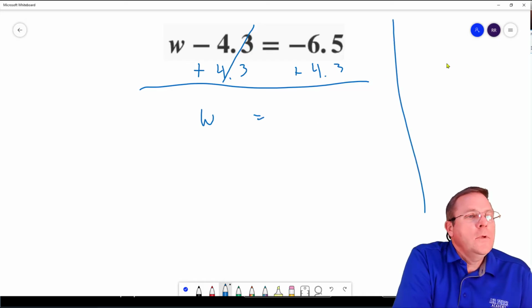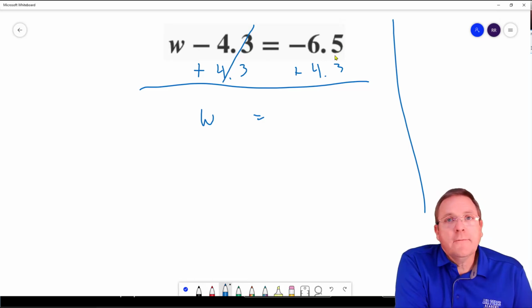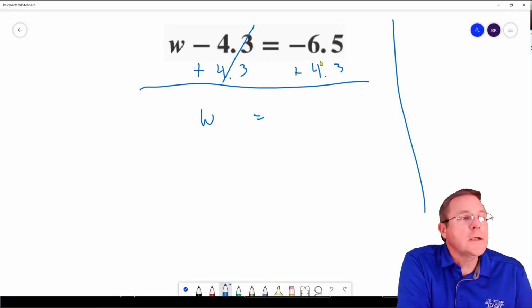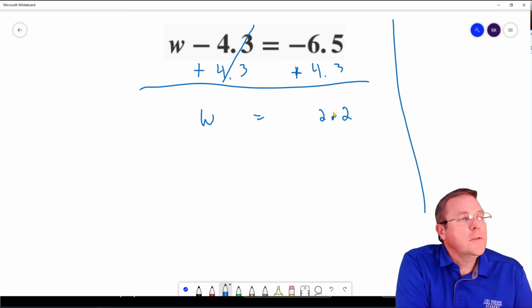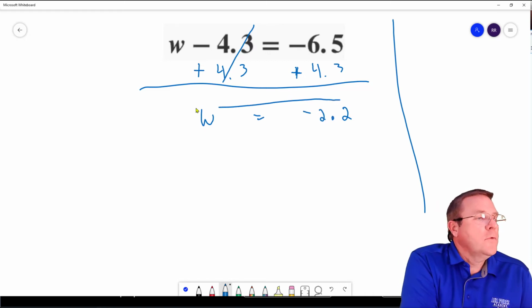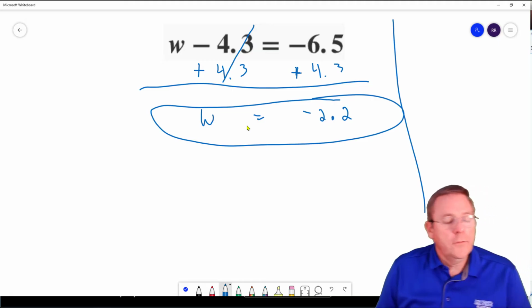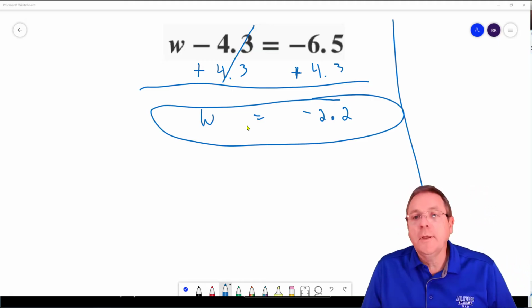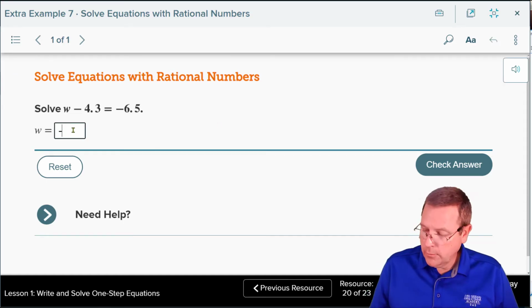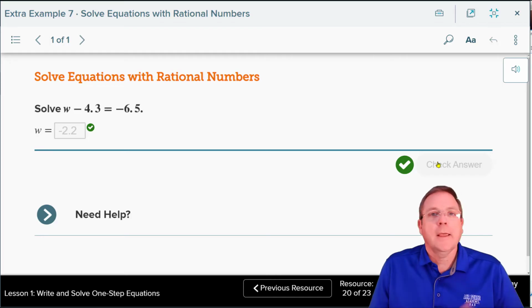And then on the right, we got some issues here. We've got signs are different, find the difference. So we're going to actually subtract this even though you have a plus sign right here. 5 minus 3 is going to be 2. 6 minus 4 is going to be 2. The decimal comes down, and the sign in front of your larger number goes in front of your answer, making w equal a negative 2.2. Jump back over here to your negative 2.2 and check, and the answer checks.